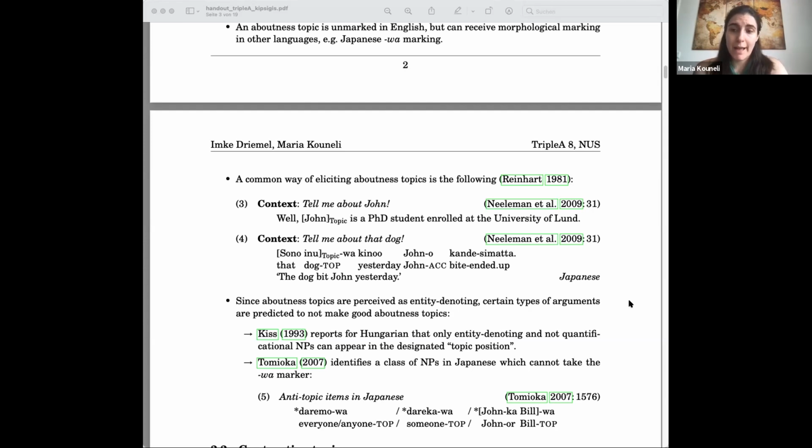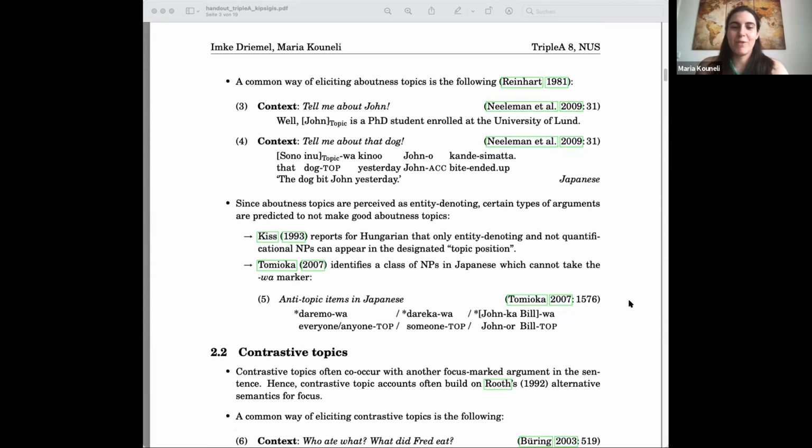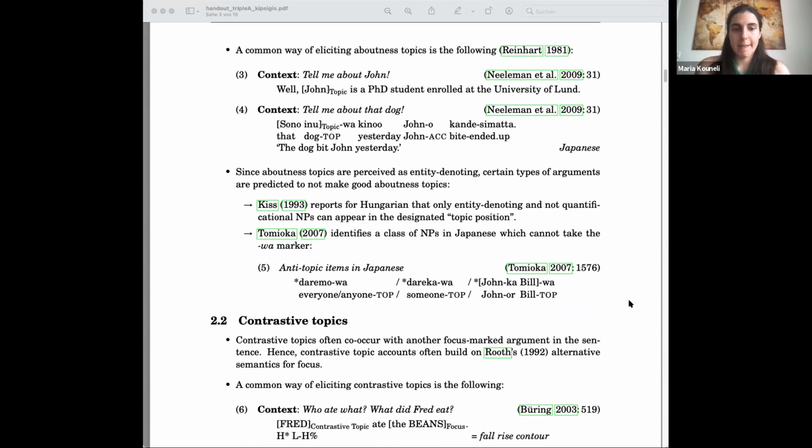So we see that the quantifiers, can we scroll to 5? Okay, so everyone, anyone, someone, these are bad. And also disjunctions cannot take the wa marker. So we see John or Bill, and this will become relevant later when we talk about Kipsigis.